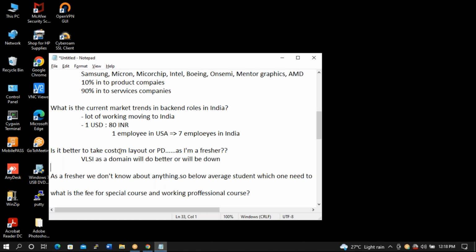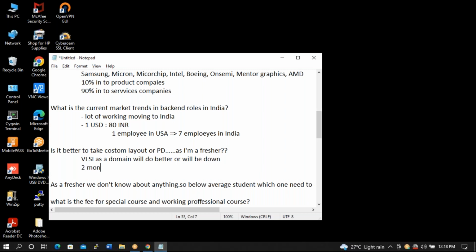Now, when it comes to better to take custom layout or PD, my suggestion would be, since you still need to make a decision, you join any course. Let's say you join physical design training. You can do the course for 2 months duration in the institute. Till 2 months, you can switch to any other domain without any additional cost or fee. Let's say you join 21st August till 21st of October. You can switch to any other domain. You can switch to custom layout, because 2 months will be a good time.